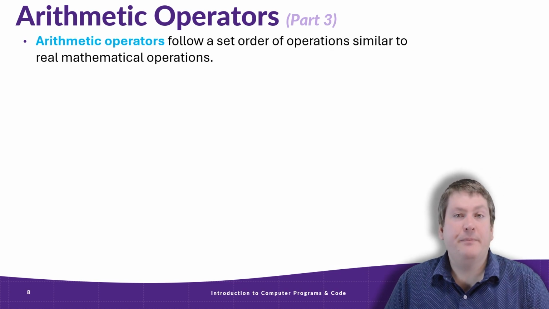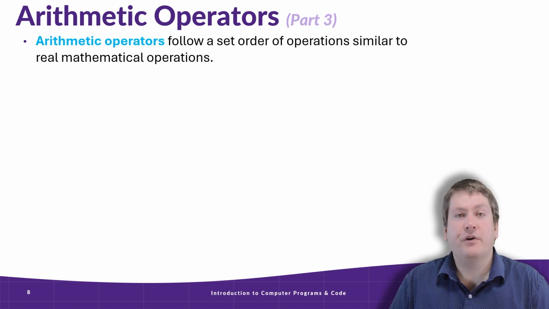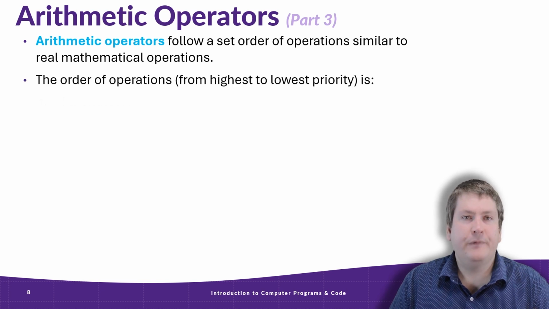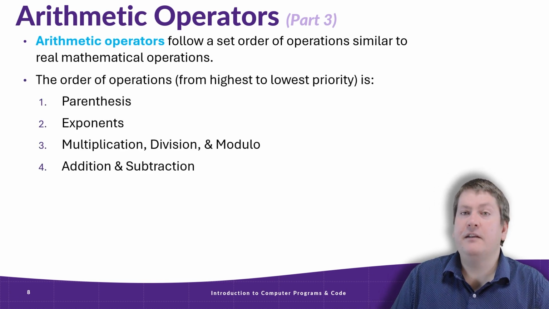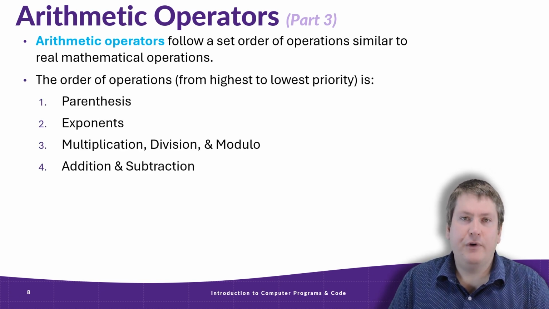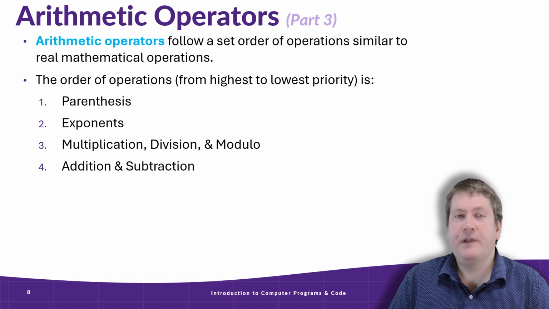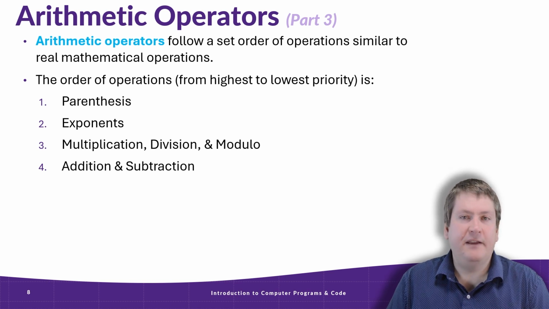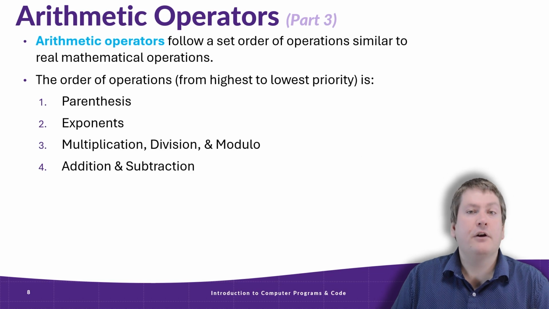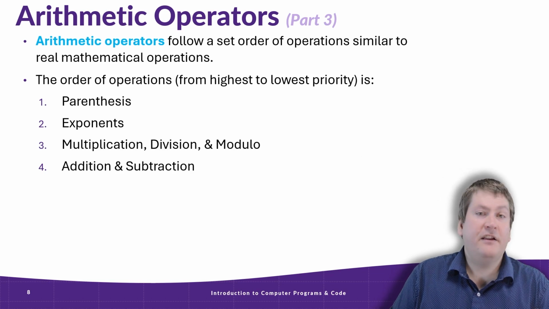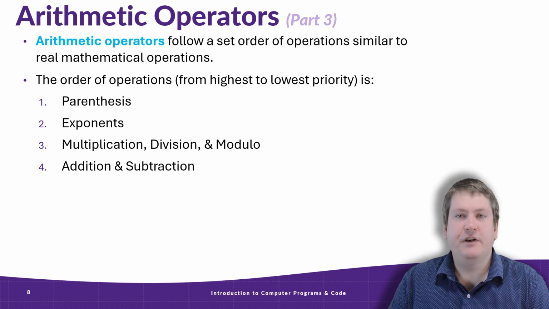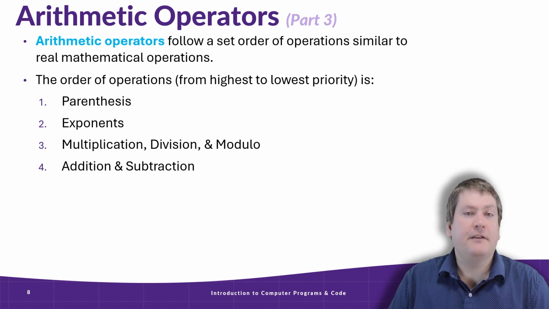Just like when we're doing arithmetic in math class, there is a set order of operations that we have to follow. The order of operations in Python is similar to that of real mathematical operations, although things can get a bit more complicated when we throw non-arithmetic operators into the mix. So a simplified version of this is given here. Parentheses have the highest order of operations, meaning that they're always evaluated first, then exponents, then multiplication, division, and modulos, and then lastly at the lowest level, addition and subtraction.